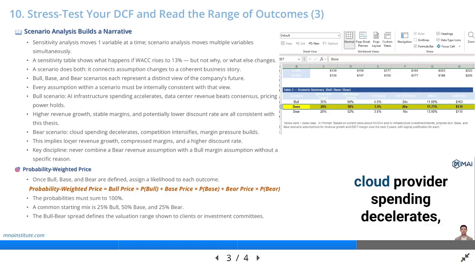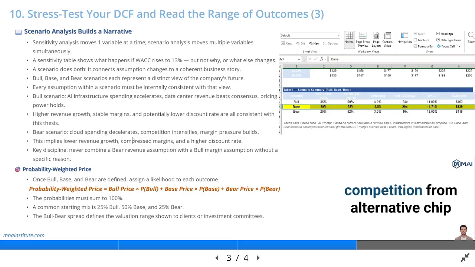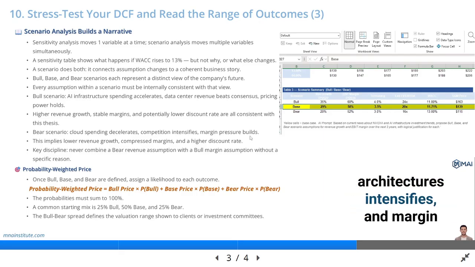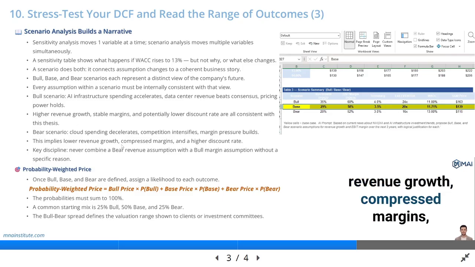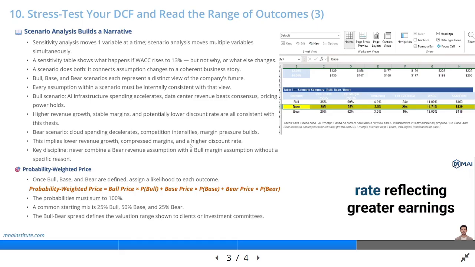In a bear scenario, cloud provider spending decelerates, competition from alternative chip architectures intensifies, and margin pressure builds. That scenario implies lower revenue growth, compressed margins, and a higher discount rate reflecting greater earnings uncertainty. The key discipline is that you cannot combine a bear revenue assumption with a bull margin assumption without a specific reason, because those two outcomes pull in opposite directions.